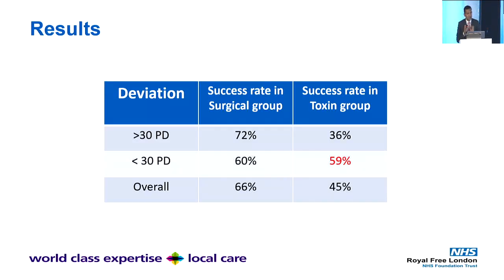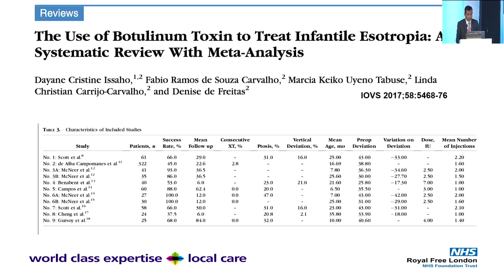And this really is the key statistic. Okay, they found if your deviation is more than 30 diopters, you're probably better off having an operation. If your deviation is 30 diopters or less, toxin was the same as surgery. And that's interesting, and that might be something that helps to guide you. It's not to say you should not use toxin in children with a bigger angle. We have used toxin in children with big angles to reduce the angle to something that will need only 2 muscles rather than 3 muscles. So there is a role there as well.